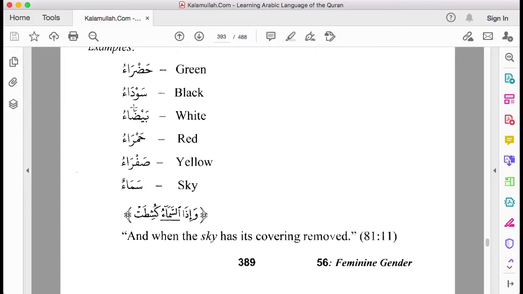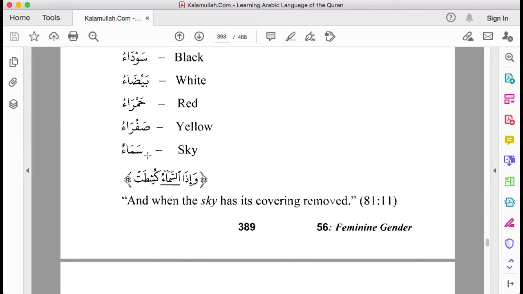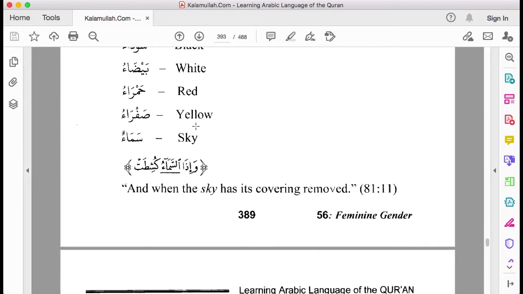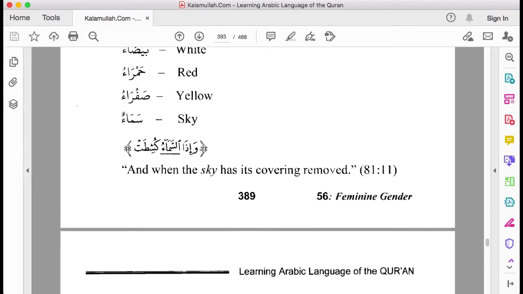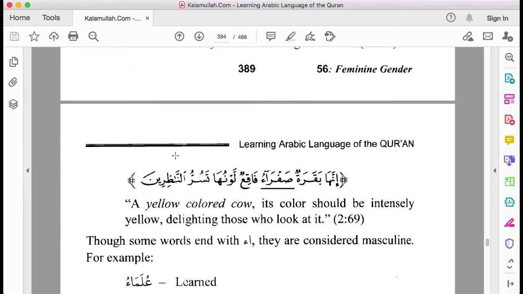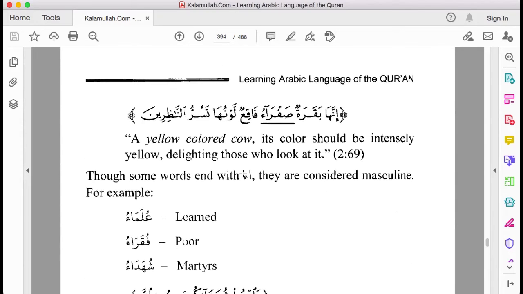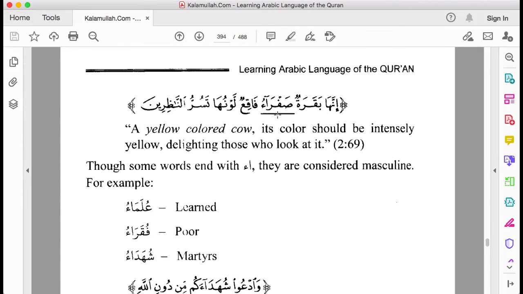Sauda'u. Bayda'u is white. Hamra'u is red. Safra'u is yellow. And sama'un, we talked about earlier, is sky. These are all feminine. As-sama'u is feminine. Okay, this is color. Safra'u, a yellow colored cow.